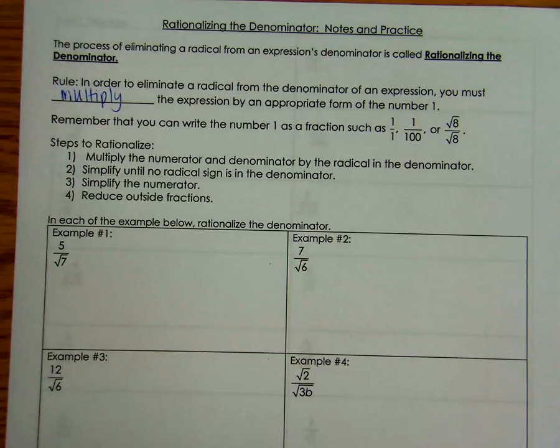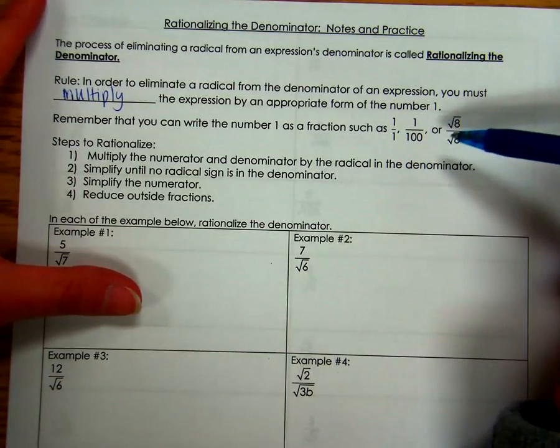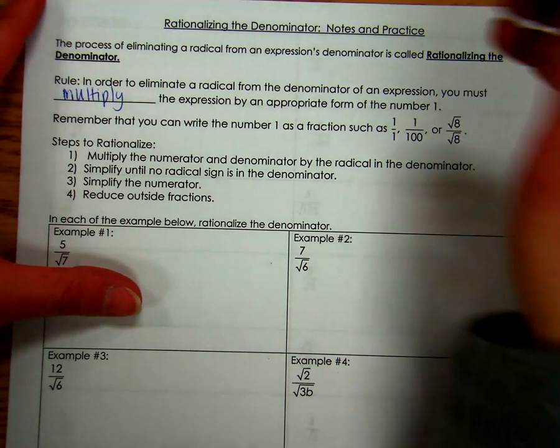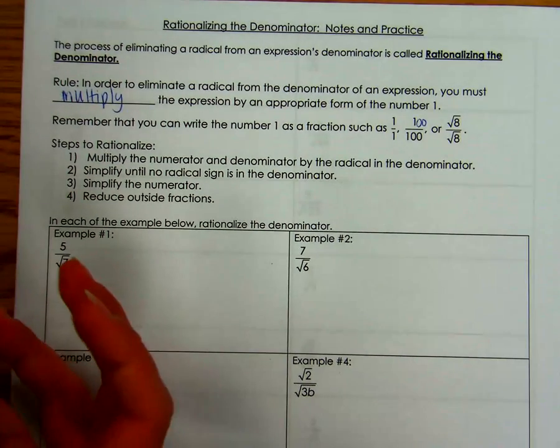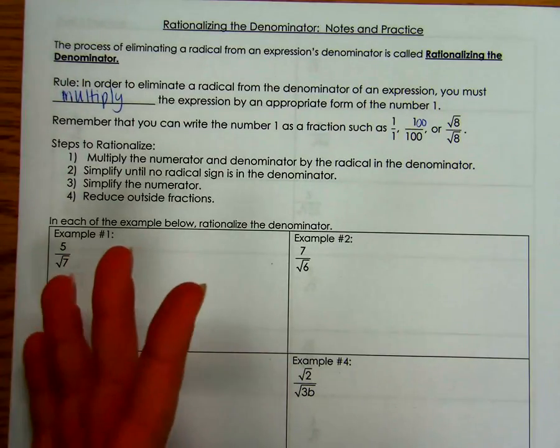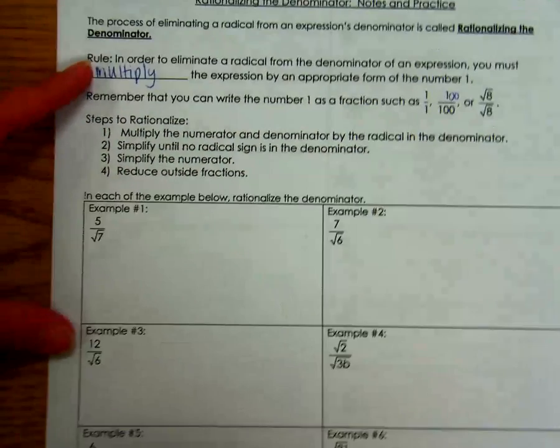So remember, you can multiply anything by 1. So you can always do 1 over 1, or 100 over 100, or the square root of 8 over the square root of 8. And we did this much earlier whenever we were doing proportionality or finding equivalent fractions. So to rationalize, number 1, you're going to multiply the numerator and the denominator by the radical in the denominator. Simplify until no radical sign is in the denominator. Simplify the numerator, then reduce the outside fractions.